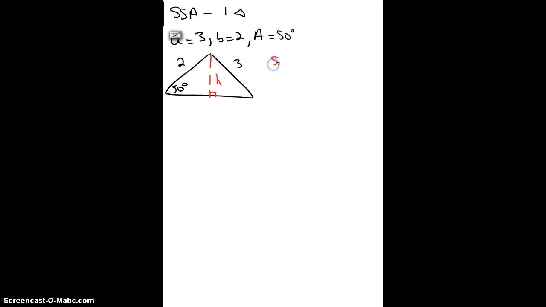And again, sine of 50 degrees equals opposite over hypotenuse. And put a 1 there if you like to. So I get h equals 2 sine of 50 degrees. And so type that in your calculator, and it looks like I got about 1.532.